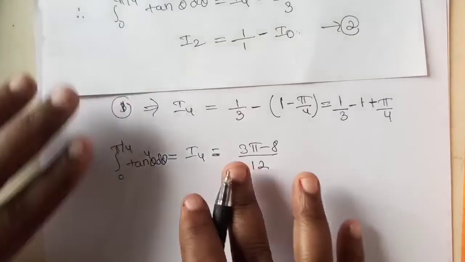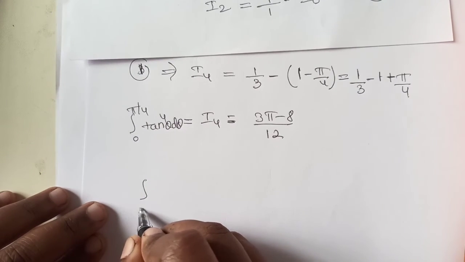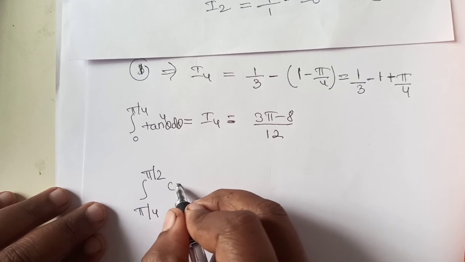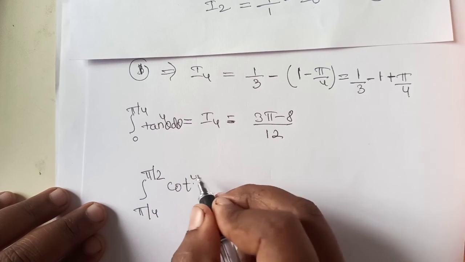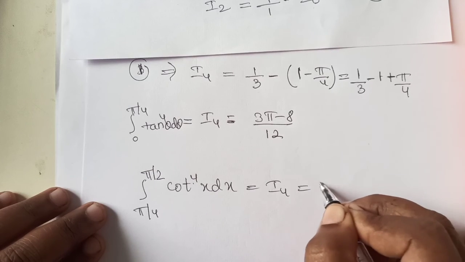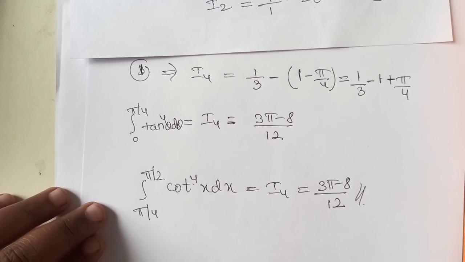Therefore the given integral, that is the integral from pi by 4 to pi by 2 of cot power 4x dx, equals I4. Its value is 3 pi minus 8 divided by 12. This is the required answer.